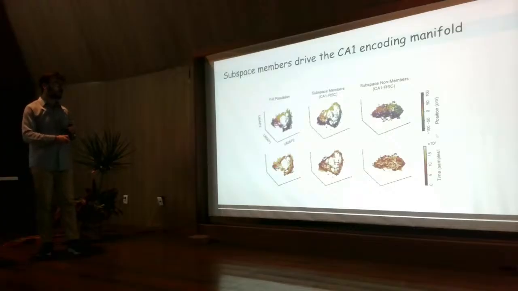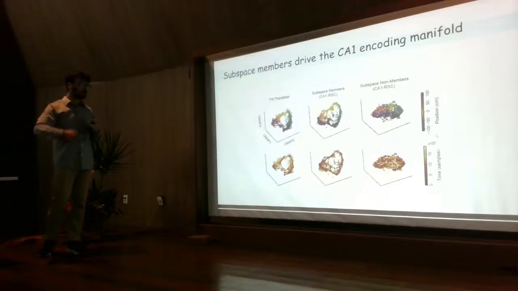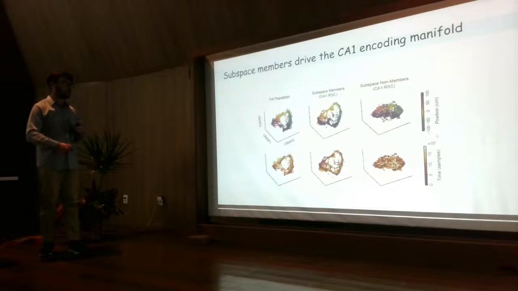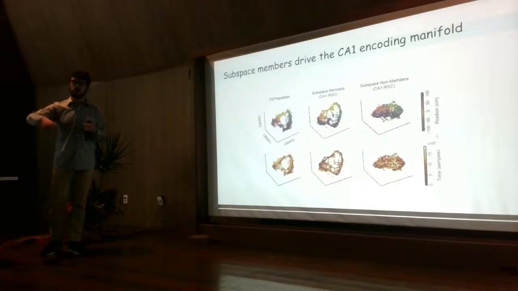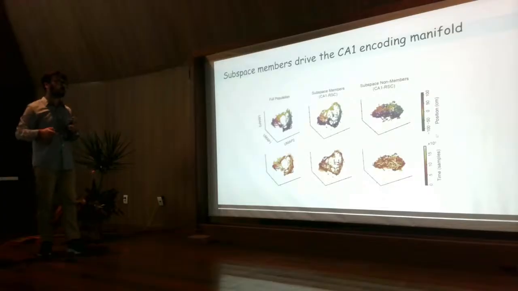We computed these manifolds using UMAP, a popular method nowadays. What you see here is a low-dimensional view of the hippocampal activity, color-coded by the position of the animal or by the trial number. You can see that the population shows a geometry similar to the maze. It's a circle because forward and backward runs involve different populations. So this is basically a circular maze in some sense. And we see that the subspace members tend to capture much more of this geometry than non-member cells.